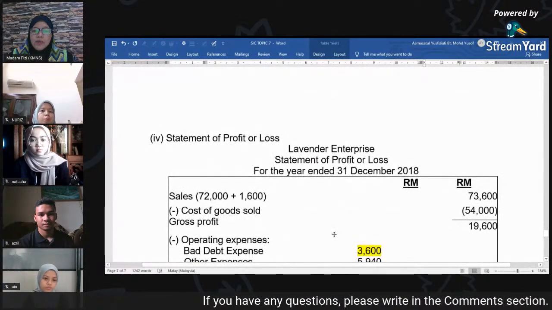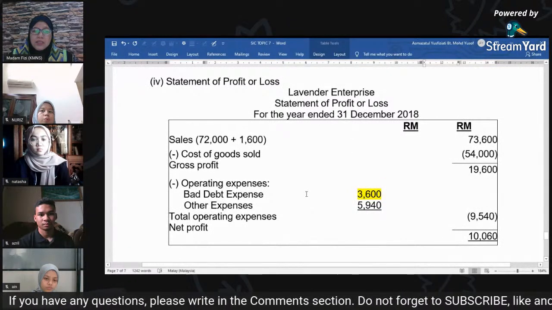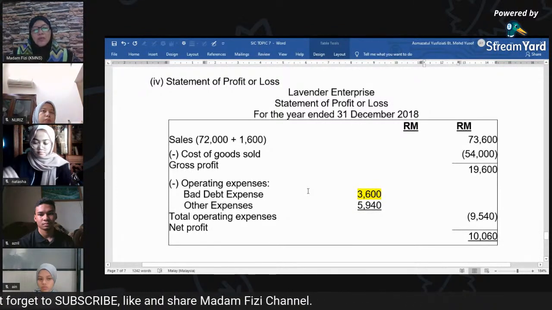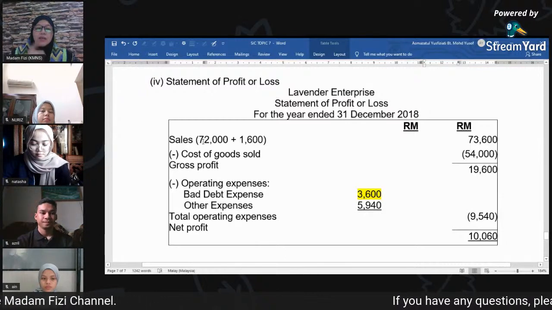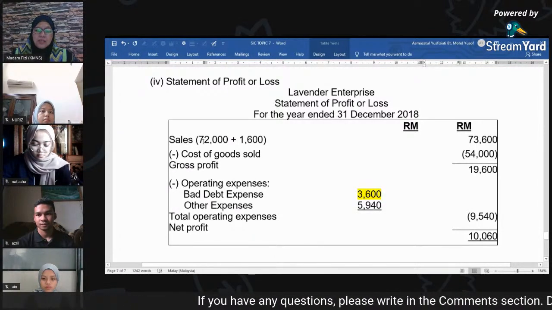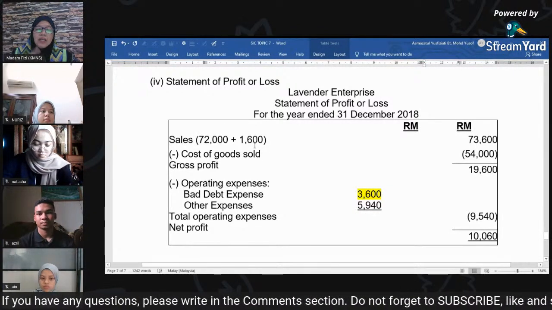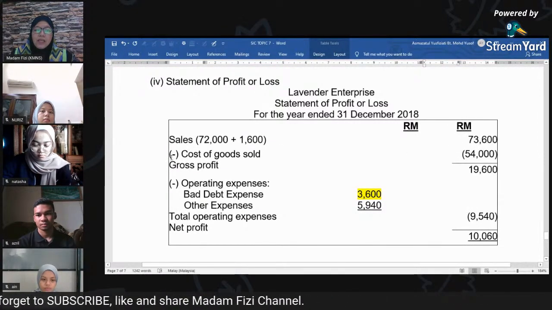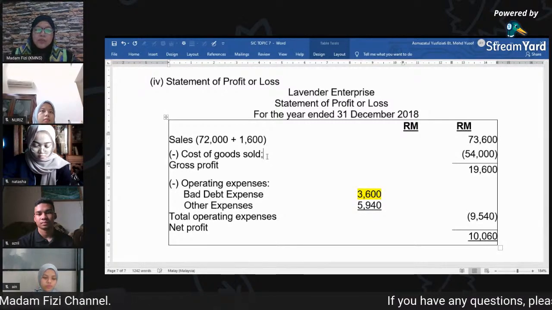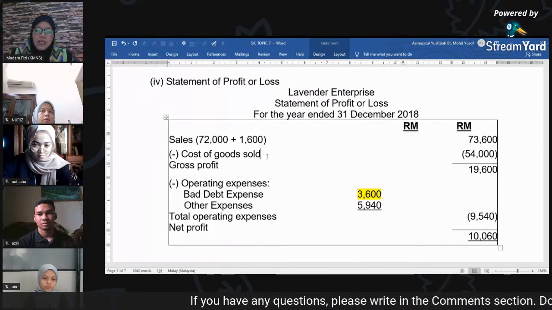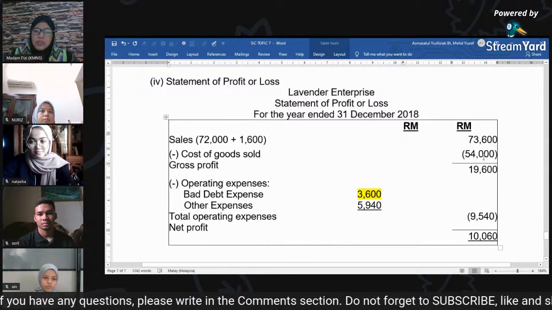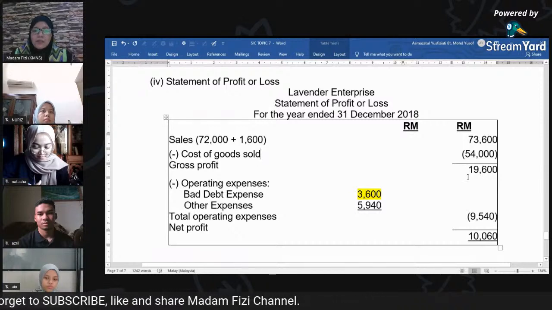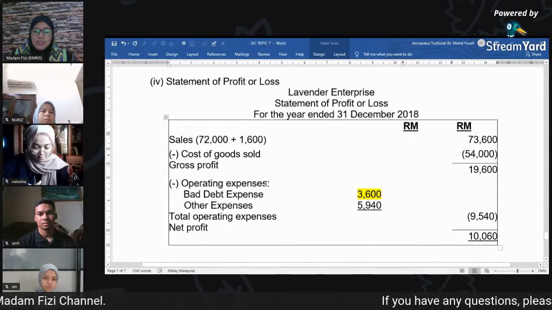Statement of profit or loss. So this is the simple statement of profit or loss because the information tak banyak kan. So we start with sales. Sales must be credit sales plus cash sales. So this information you can get at the question above. So the sales equals to 73,600 minus cost of goods sold. Cost of goods sold pun dia dah bagi dekat soalan atas. That is 54,000. So you can get the gross profit equals to 19,600. So gross profit minus operating expenses.